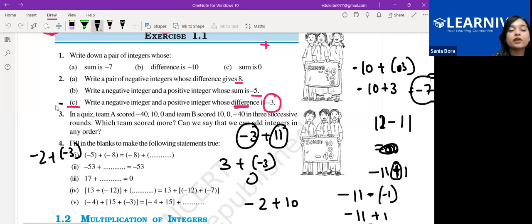Everybody look into question number 3. In a quiz, team A scored minus 40, 10 and 10, 10 and 0. Team B scored 10, then 0 and then minus 40. Which team scored more? Can we say we can add integers in any order? You have to tell which team scored more.